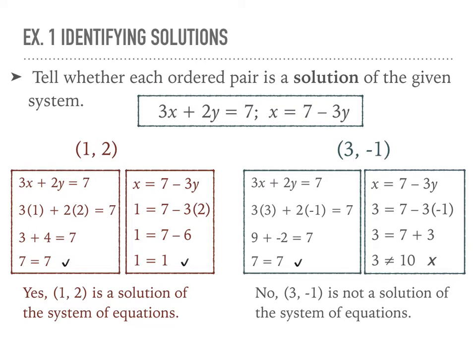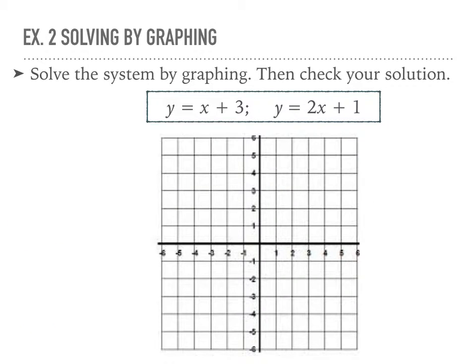Okay, now let's get some actual practice graphing. So here I have two lines. They are in slope-intercept form. Let's graph the line y equals x plus 3. We'll start at the y-intercept, and the slope is 1. We'll connect the dots, and there is my line y equals 1x plus 3.